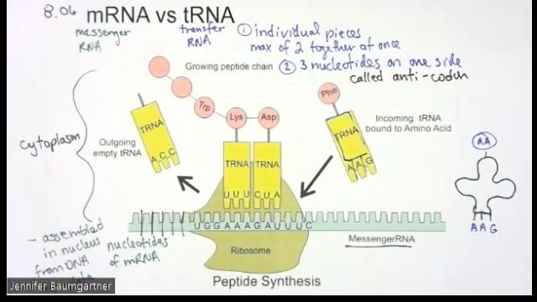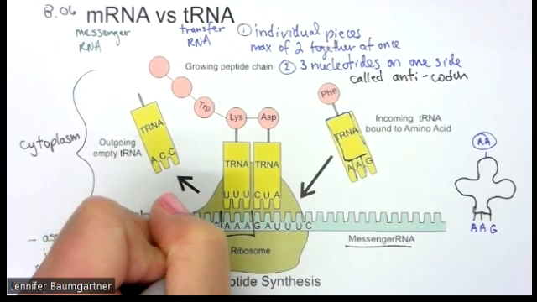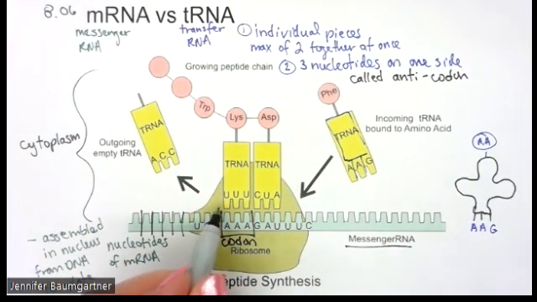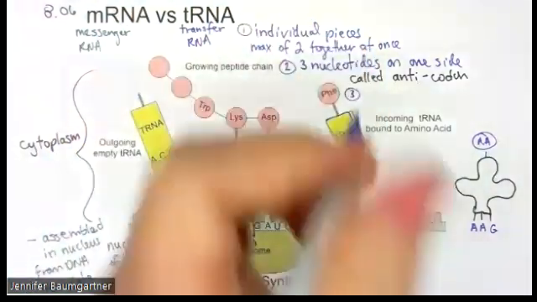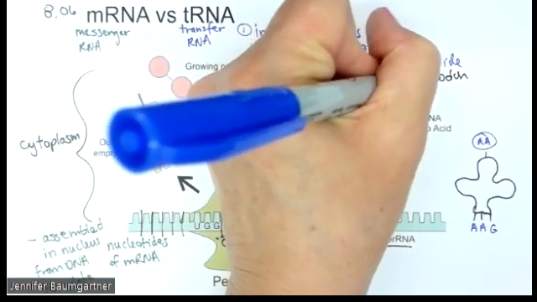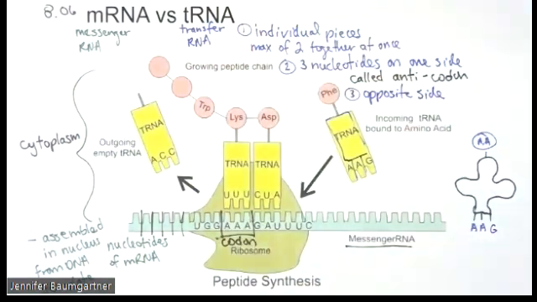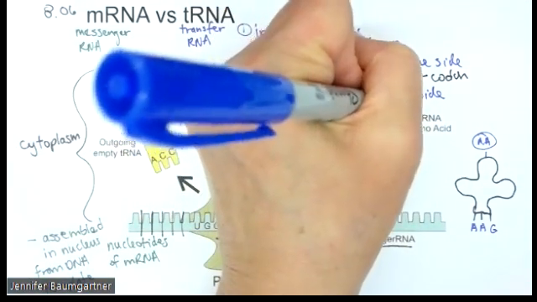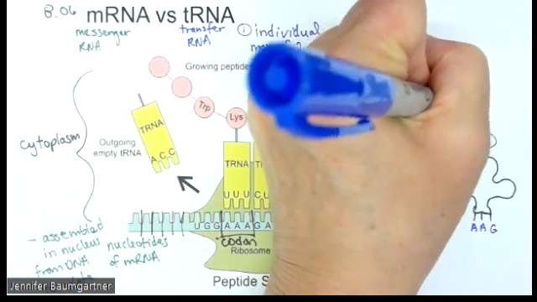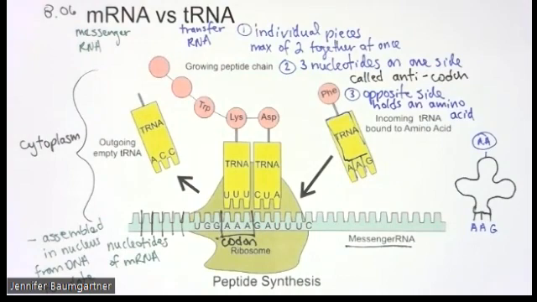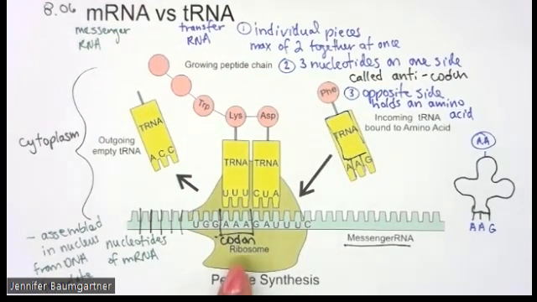So if you look down here, do you see that this piece of mRNA says AAA, and this is my codon? So the anticodon to that is UUU. On the other side of the tRNA is an amino acid. So the opposite side holds an amino acid, which is the monomer of proteins. So this is what we're going to use to build proteins.